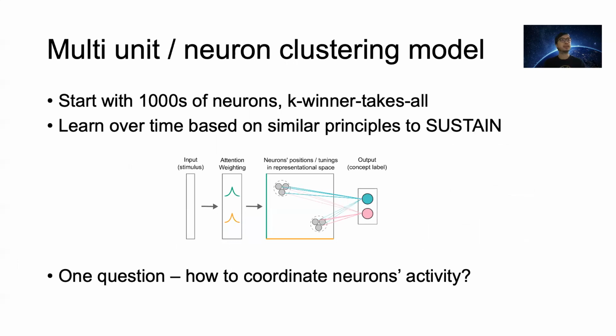So we built a multi-neuron clustering model. We start now with thousands of neurons, and we have K winner takes all rather than a single cluster takes all. And we learn over time based on similar principles to SUSTAIN. On each trial, the model gets an input, you weight the different features with the attention, and then you have multiple units that respond to the stimulus and make a category decision. So now that we have so many neurons, one question is how can we coordinate the neurons' activity?